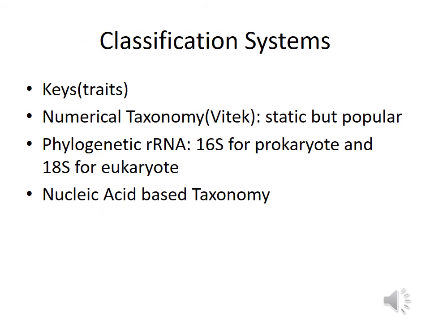Once the traits are known, bacteria are classified into two systems, the keys and numerical taxonomy. Keys make use of bacterial traits. The Bergey's Manual of Bacterial Taxonomy is an example of keys. Today the numerical taxonomy is the most popular worldwide because of the fast identification.